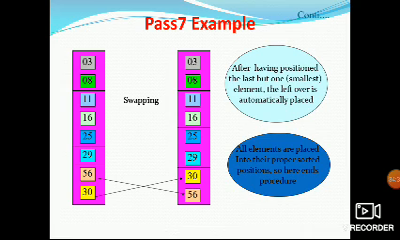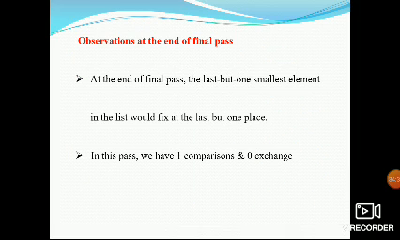So all the elements are placed into their proper sorted positions. So here the procedure ends, with 7 passes. Now the observation at the end of the final pass: at the end of the final pass, the last but one smallest element in the list is fixed at the last but one place only. In this pass we have one comparison and there is no exchange. In the final pass we can compare, but there is no exchange, so that's why 0 exchanges.